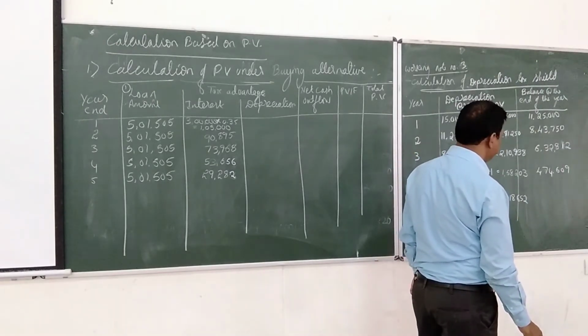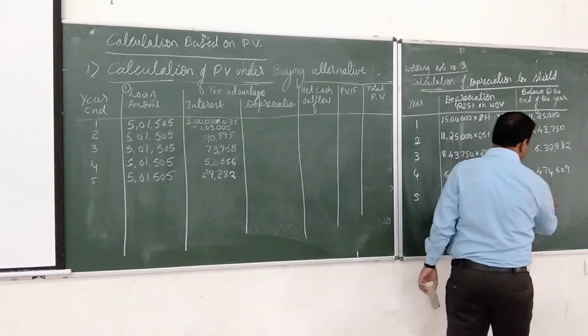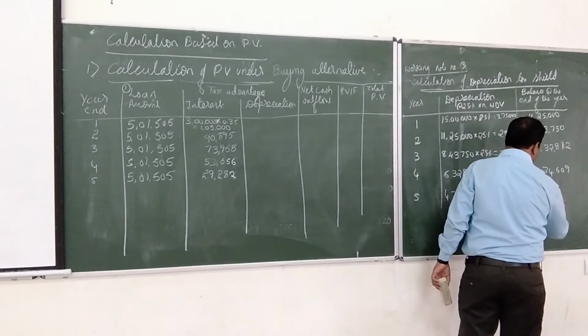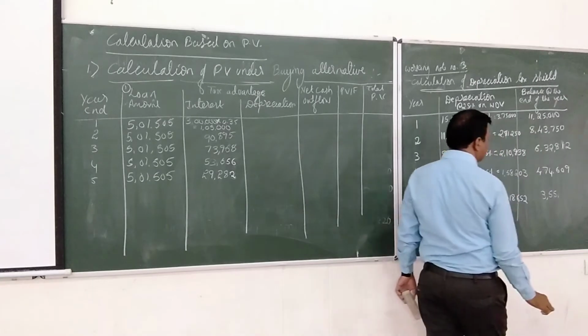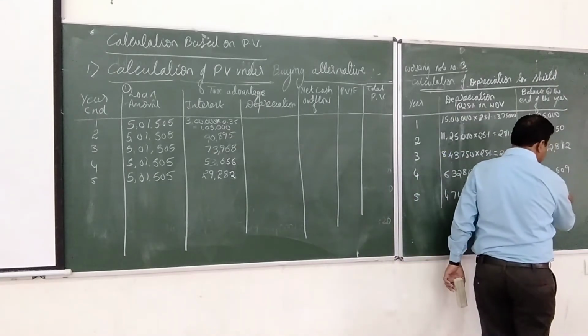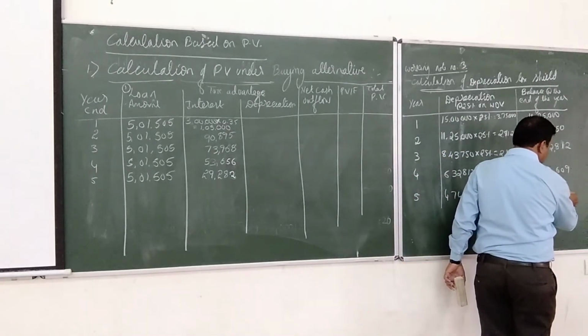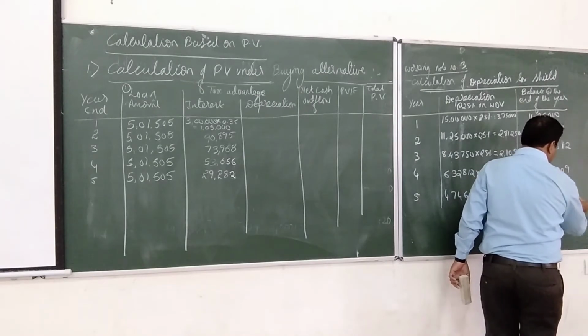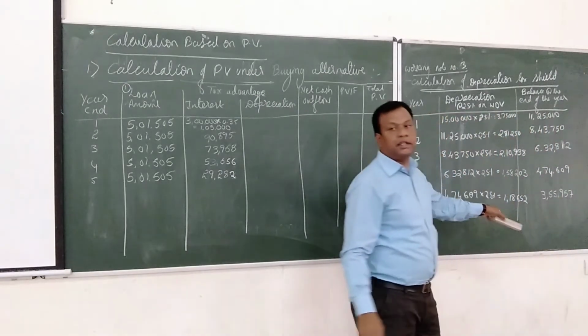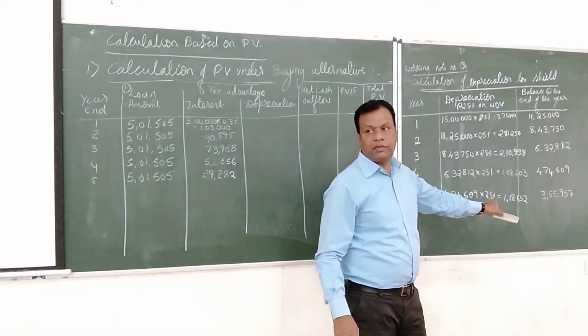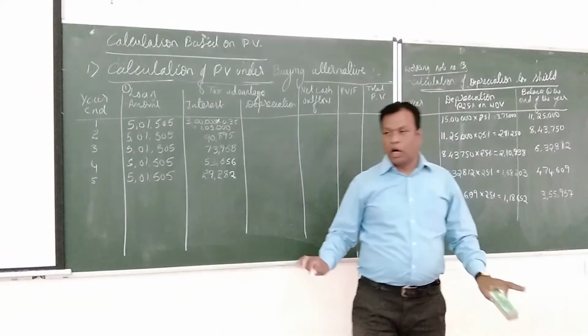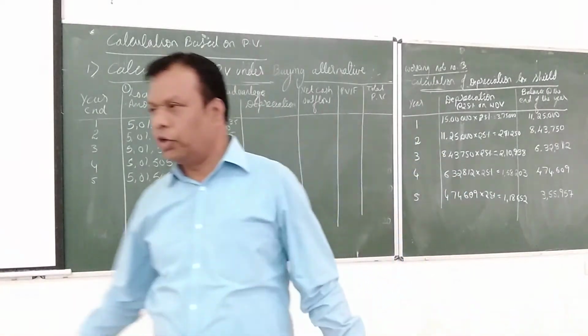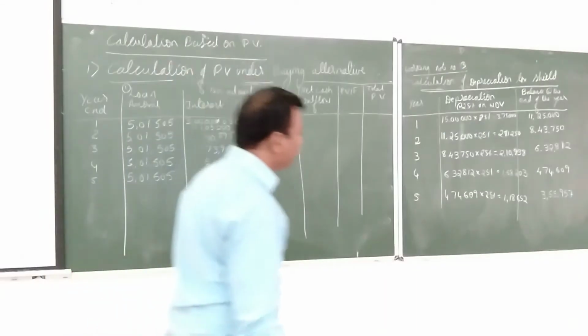Final answer 3 lakh 55,957. Correct? Is it correct? The value what I have written, 3,55,957. Up to here, is all of it clear? So no issues. Now what do we do?